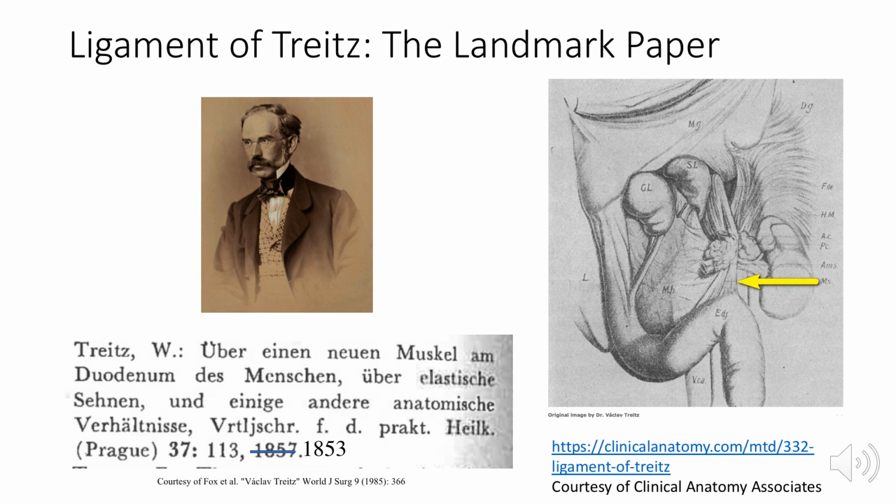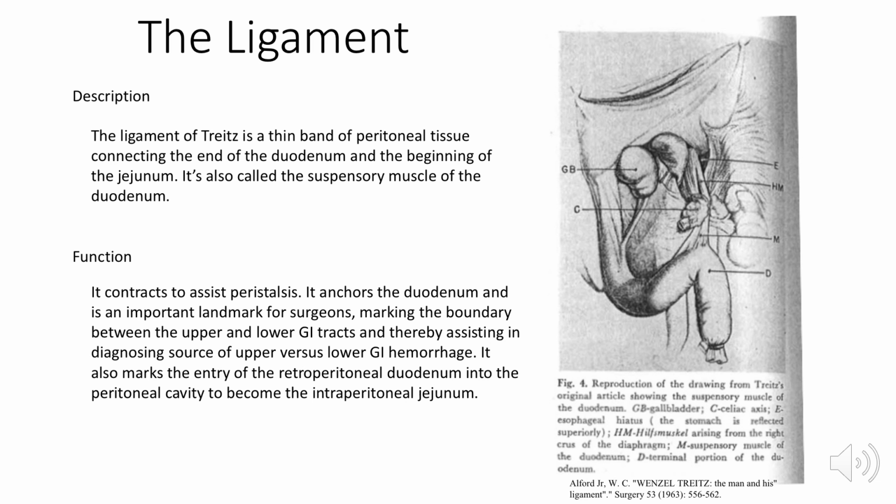The ligament of Treitz is a structure that Wenzel Treitz described in 1853. I'm not really sure why, but it's often miscited as 1857. And he published it in German. And as you can see on the right, this is an original drawing from his paper, and it shows the ligament of Treitz arising from the diaphragm going down to the junction of the duodenum and jejunum, and it's courtesy of Clinical Anatomy Associates, as is a future illustration.